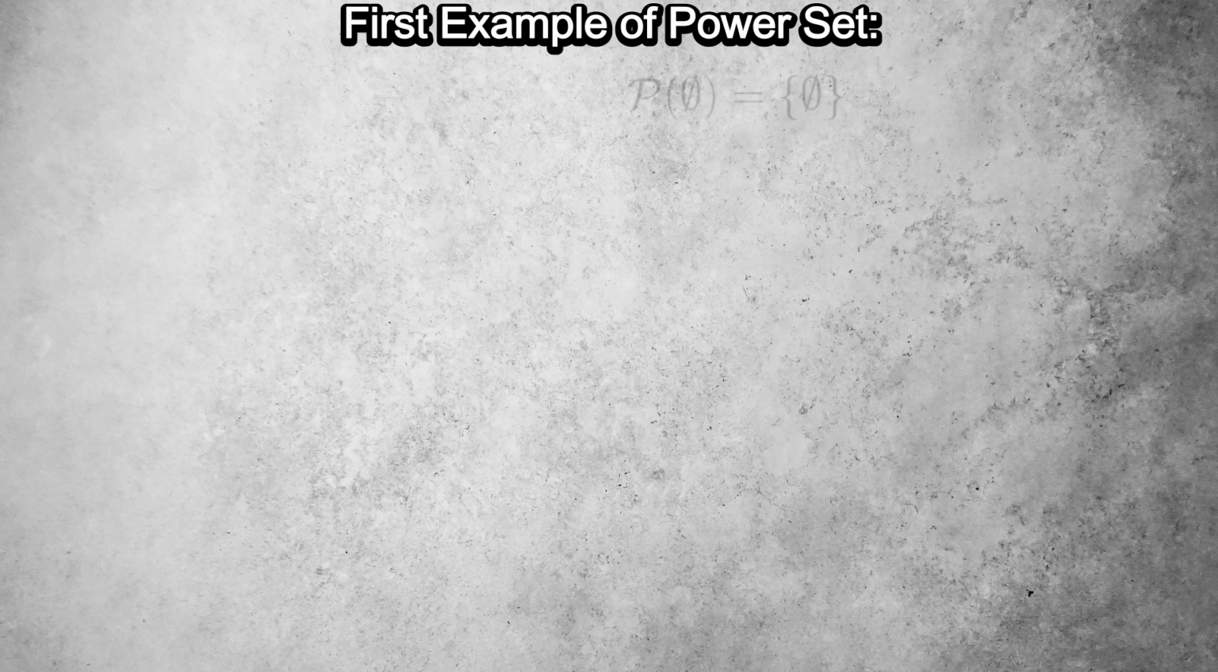In the first one, we are going to take the power set of the empty set, meaning P of the empty set. Now, this set has only one element because we know that the empty set is a subset of itself and therefore is an element of P of the empty set.